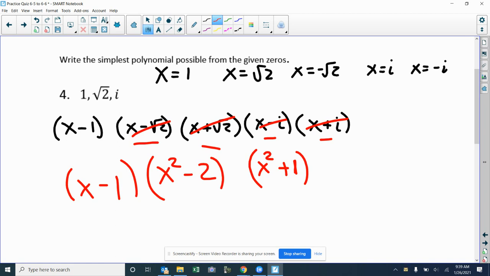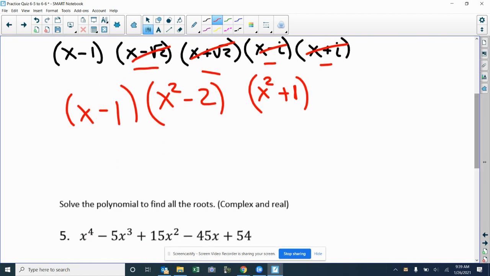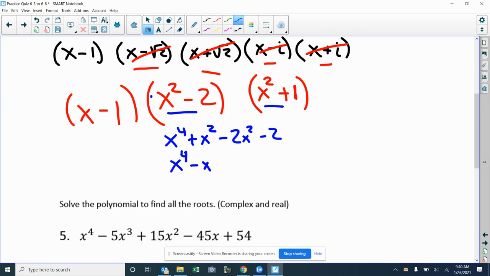Now it's just a bunch of massive foiling, isn't it? Okay. Let's continue. We'll finish this one out. I guess I'll just do these first right here. I'm going to get x to the 4th, and I'm going to get plus x squared, right? x to the 4th. I'm going to get minus 2x squared, and then I'm going to get minus 2. Combine those middle terms, I'm going to get x to the 4th minus x squared minus 2.